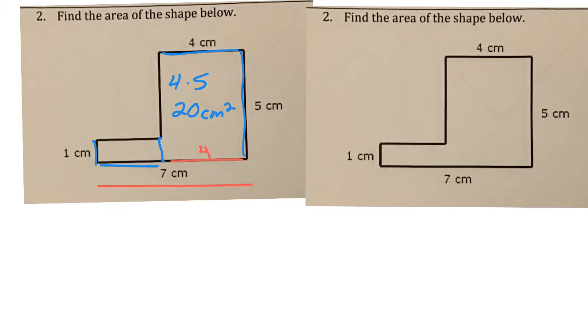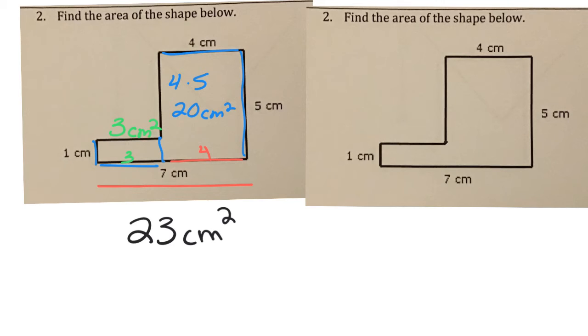Well, this is 4 because it's parallel to this one. So this is 4, so this is 4. So that tells me that this little piece needs to be 3. So then 1 times 3 is 3 centimeters squared. So then I total that to be 23 centimeters squared.